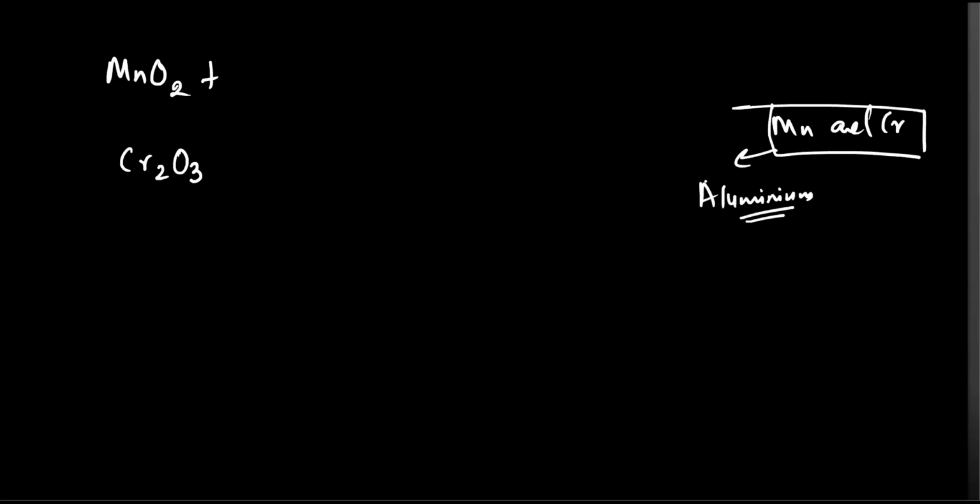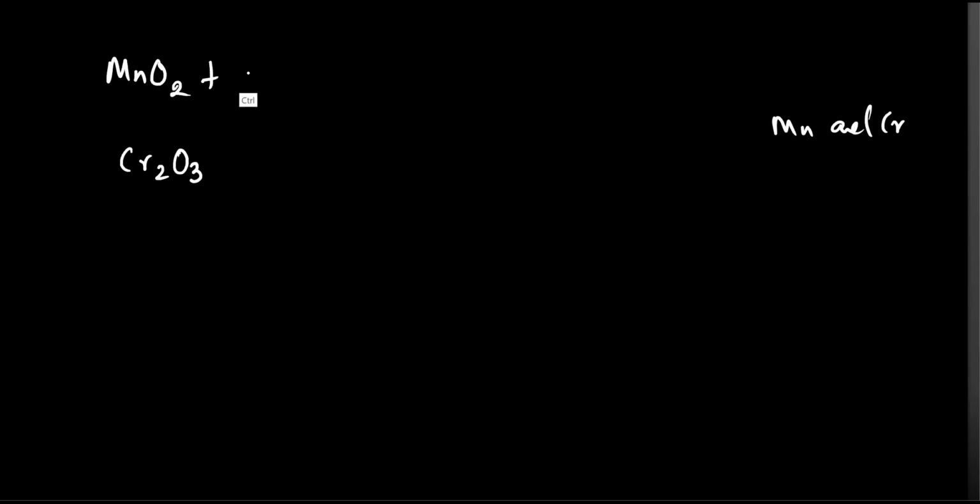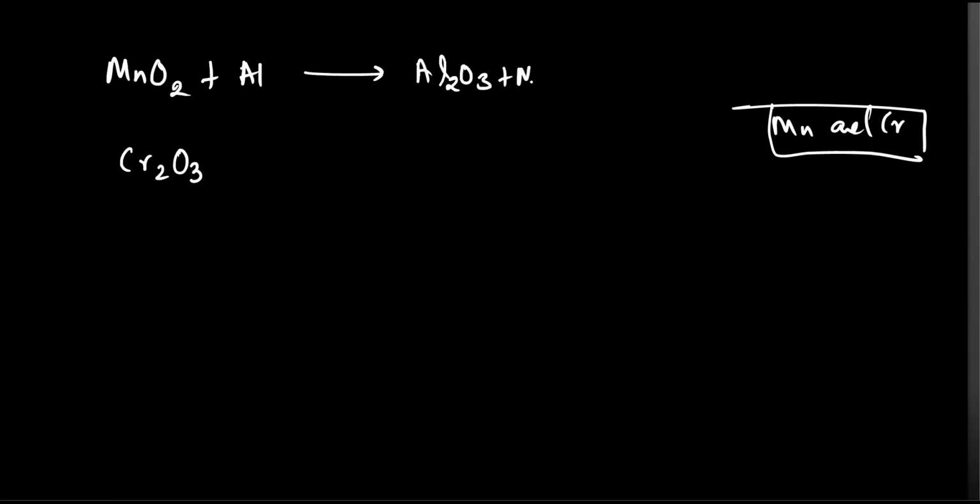So manganese and chromium oxides can be reduced with the help of aluminium, and this is called aluminothermy. Reduction with aluminium is called aluminothermy. So if we react this manganese oxide with aluminium, it will give you Al2O3 plus Mn in the liquid state. Similarly, chromium oxide will give you Al2O3 plus chromium in the liquid state.